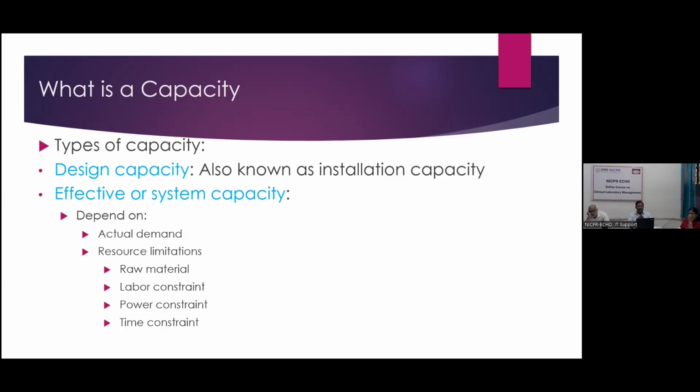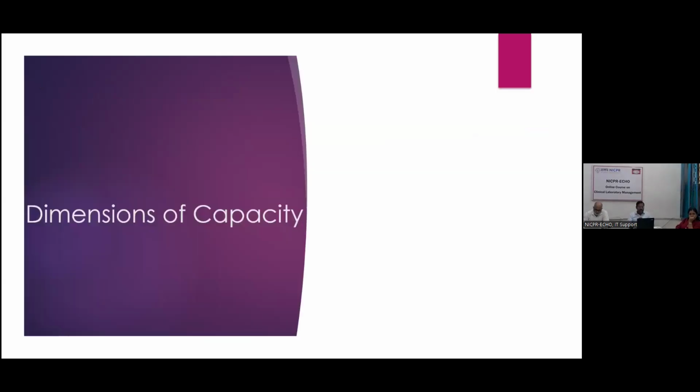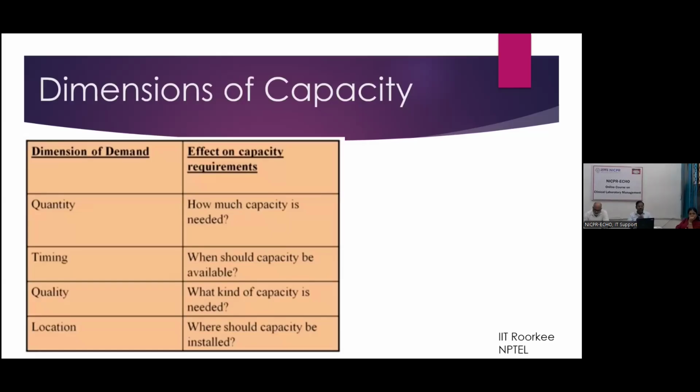Usually we divide our working day into a number of shifts or batches, and the effective capacity is always less than the design capacity. The effective capacity depends on actual demand and resource limitations. Resources include raw material, labor constraint, power constraint, and time constraint. For example, in the case of a hematology analyzer, usually the analyzer runs for 2 to 3 hours in a total 6-hour working day period.